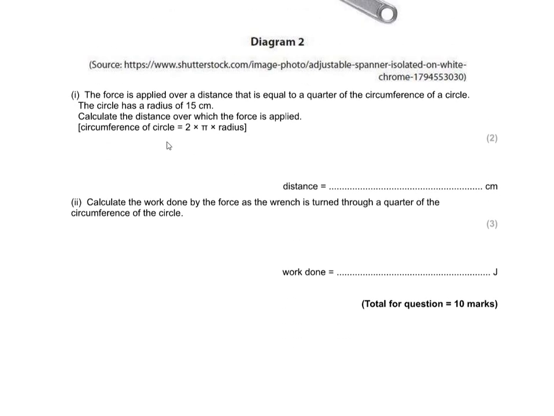Okay, so we're looking for the distance travelled. First of all, we know it is the distance travelled when the force is applied. It is a circumference. This is a quarter. Now the question tells us it is a quarter in this case. What do we need to do? First of all, the circumference of the circle is 2 pi radius. What's the radius? It is 15 centimeters. Now look at this. The answer wants it in centimeters, so I don't need to convert. Therefore, I'll leave it at 15 centimeters.